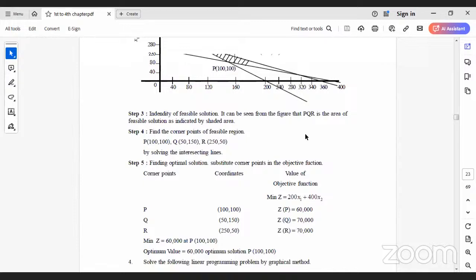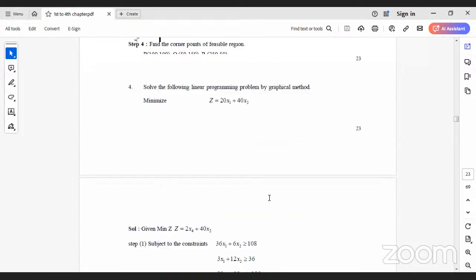Identify the feasible solution. It can be seen in the figure in the PQR. The area of the solution 100, 100, 50, 100, 250, 50. So optimal solution what we are doing here 100, 100. So applying the same here, the values may be came in here. Clear?